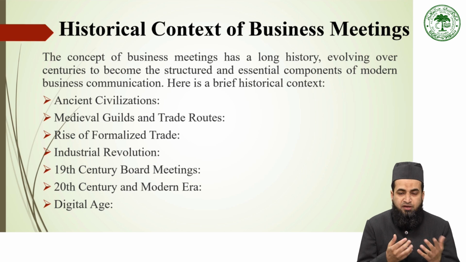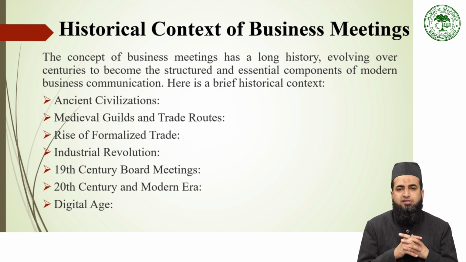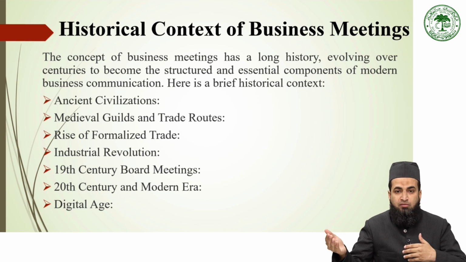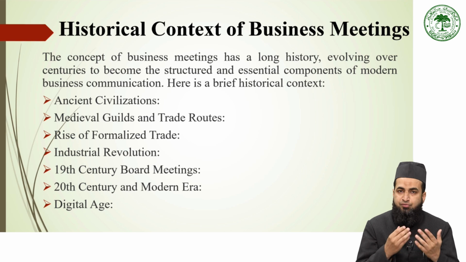During the medieval period, guilds and trade associations emerged, and members held meetings to regulate commerce, set standards, and discuss common interests. Trade routes and fairs became important venues for merchants to meet and conduct business. And with the Renaissance and the rise of formalized trade, merchants and traders began to establish more structured gatherings to negotiate deals and establish business relationships. The Industrial Revolution brought about significant changes in business practices. Larger companies and factories necessitated formal meetings to discuss production, distribution, and management.